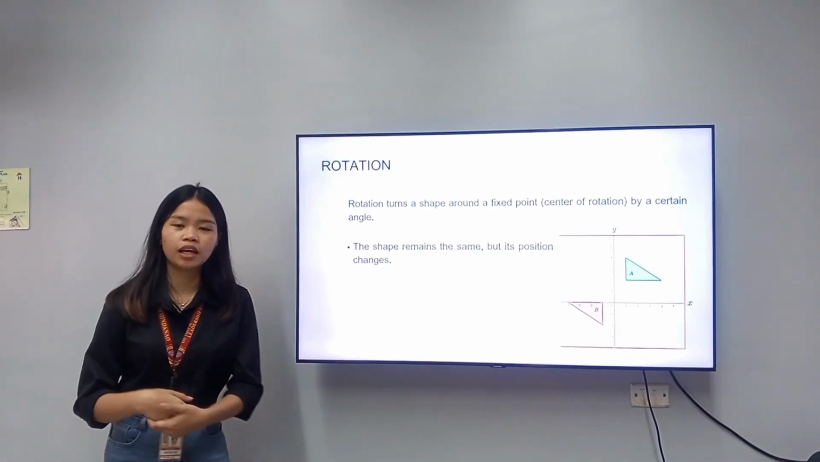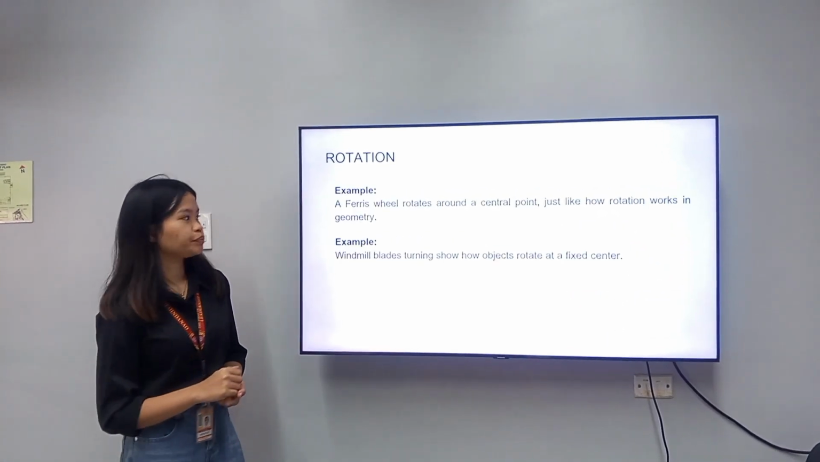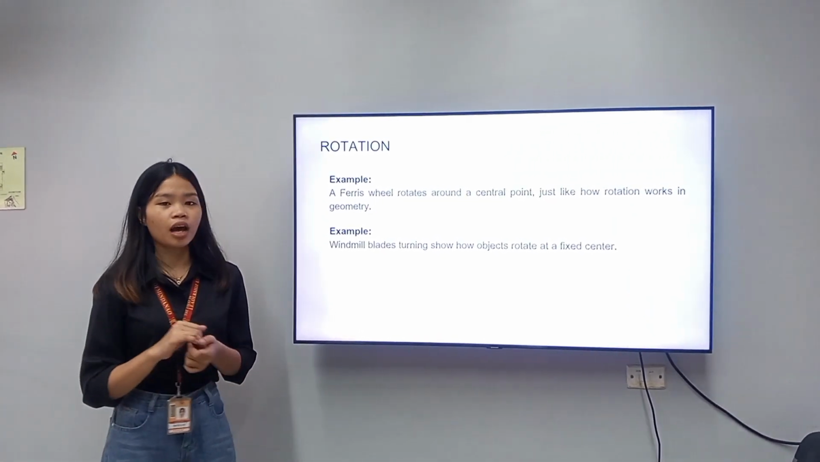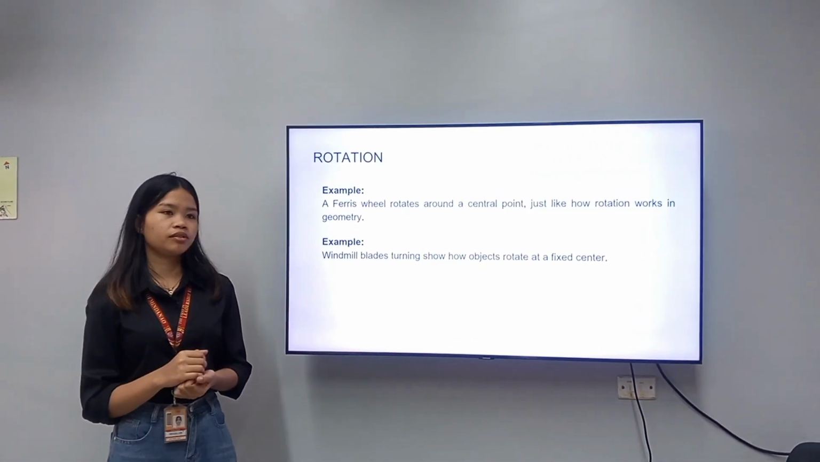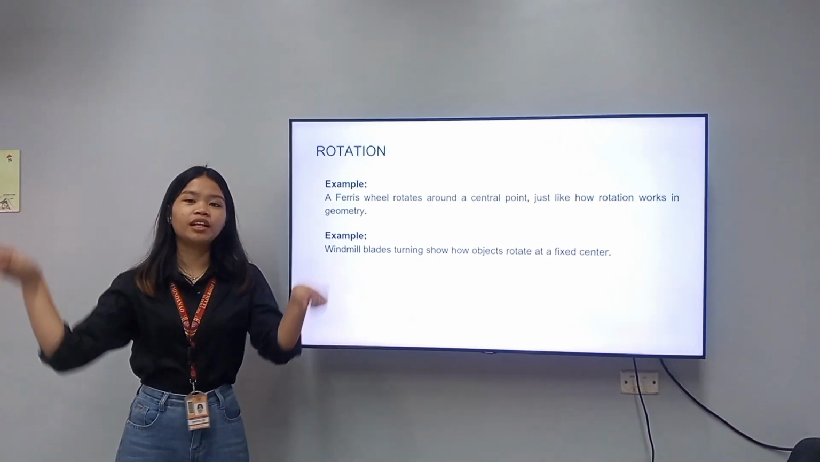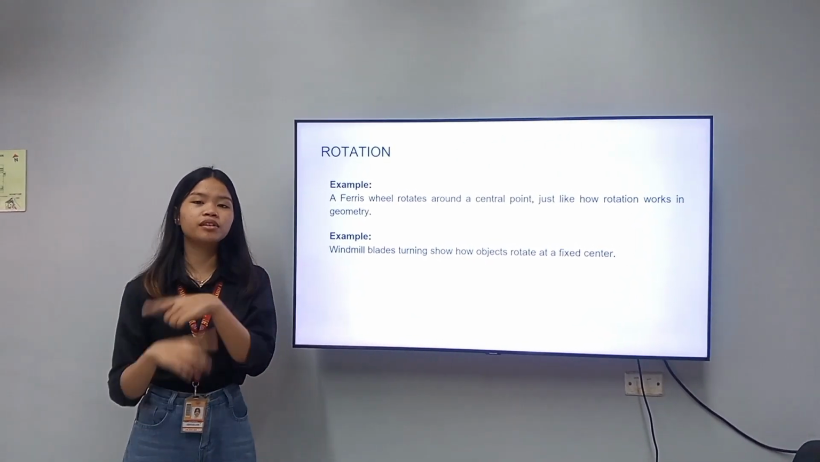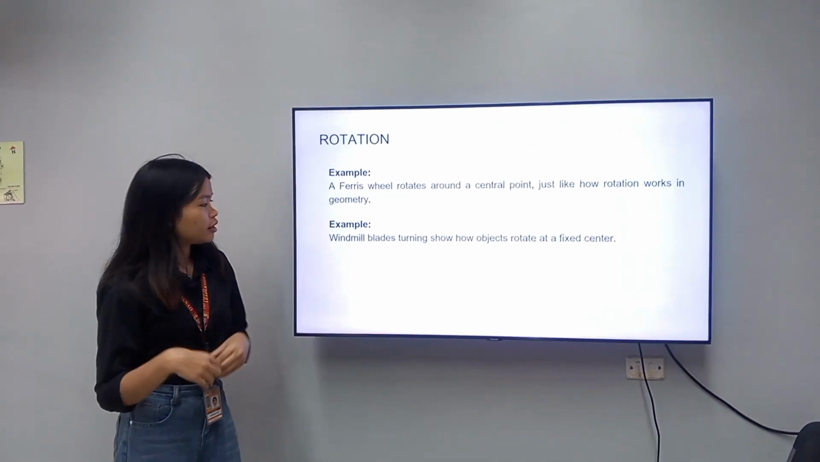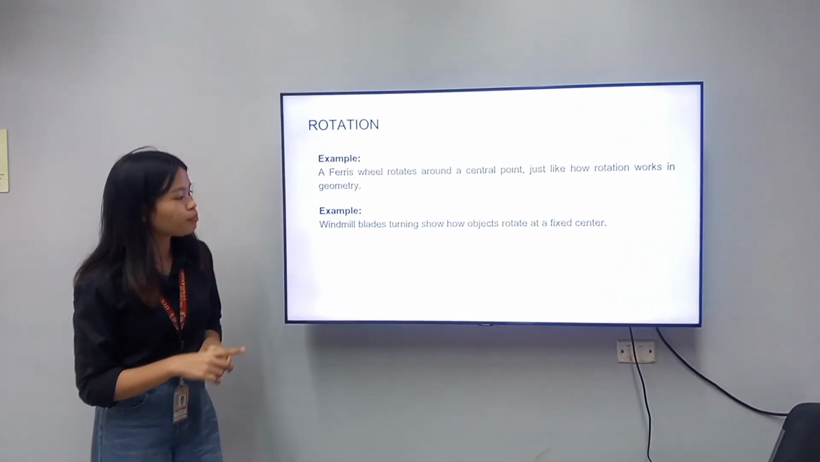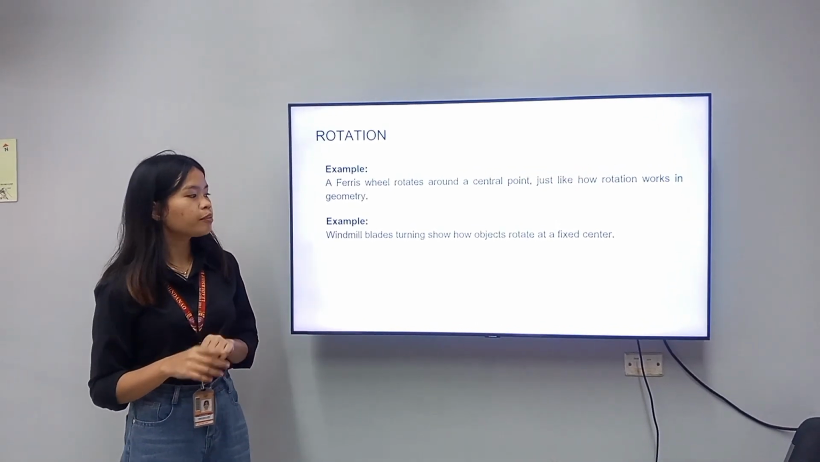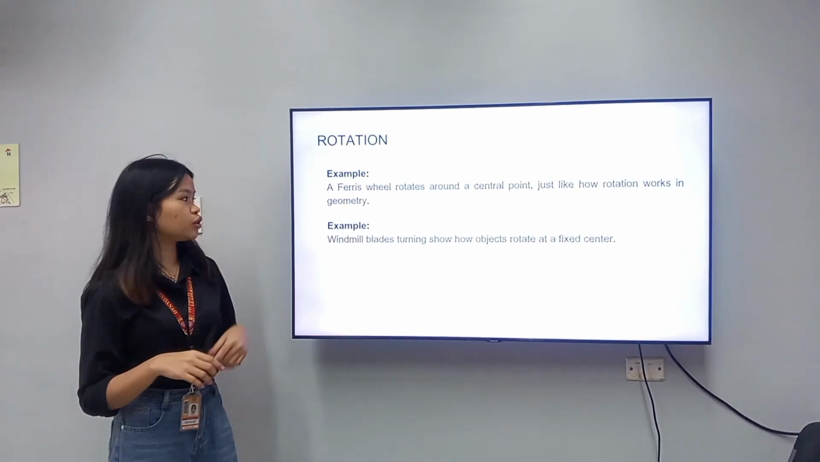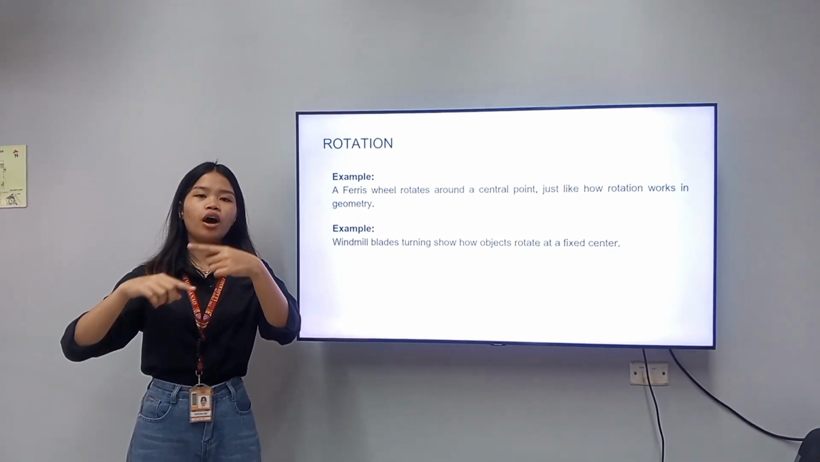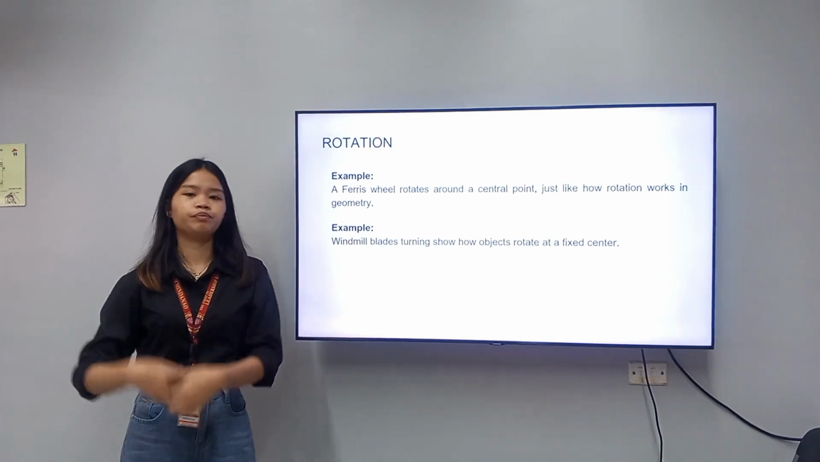Here are some real life examples of rotation. A Ferris wheel rotates around a central point, just like how a rotation works in geometry. So the Ferris wheel moves like this, so it is rotating. However, it does not move away because it has a fixed center in the middle. Second example is windmill blades turning, which show how objects rotate at a fixed center. Just like the Ferris wheel, they are rotating. However, they don't move away from their original position.